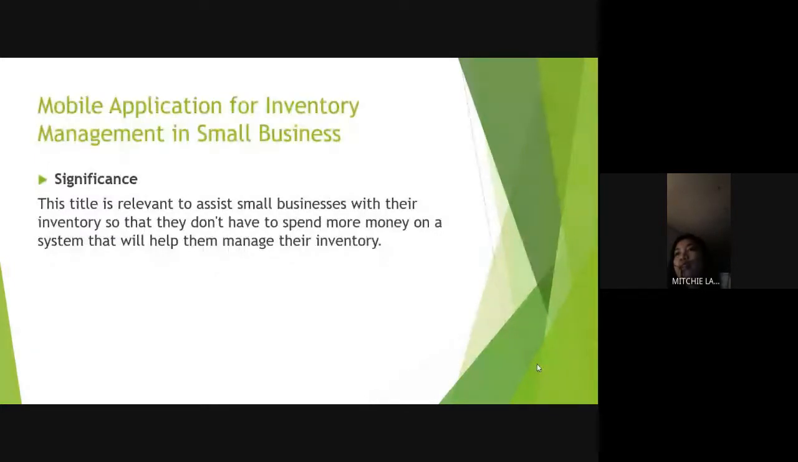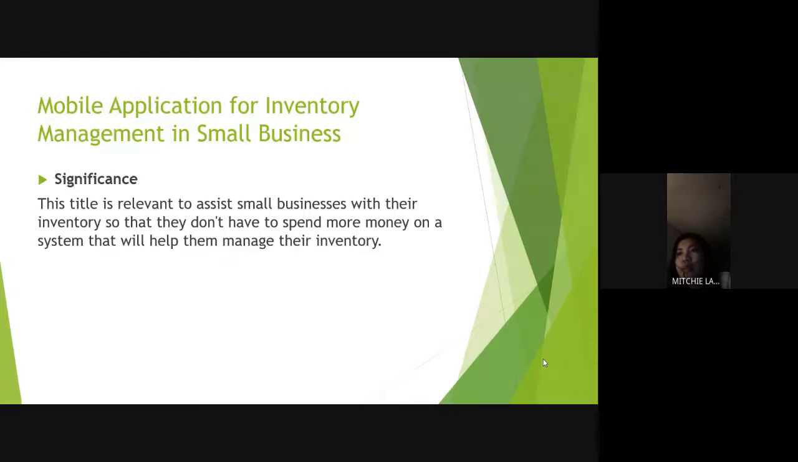So the next title is the mobile application for inventory management in small business. This title is relevant to assist small businesses with their inventory so that they don't have to spend more money on a system that will help them manage their inventory.